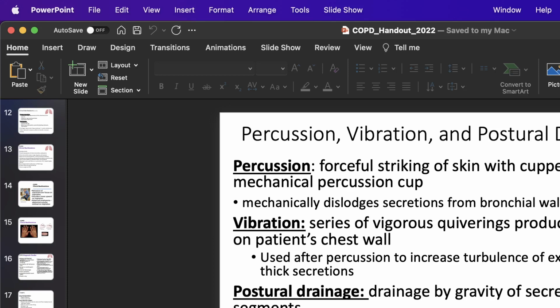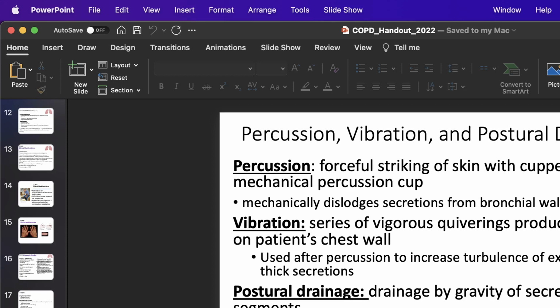Vibration, they use a similar technique. It's the same thing as the vest. It's to really just mobilize secretions. Postural drainage, respiratory therapists will position the patient, reposition the patient. It's just allowing gravity to get the mucus out of the smaller airways into the larger airways.